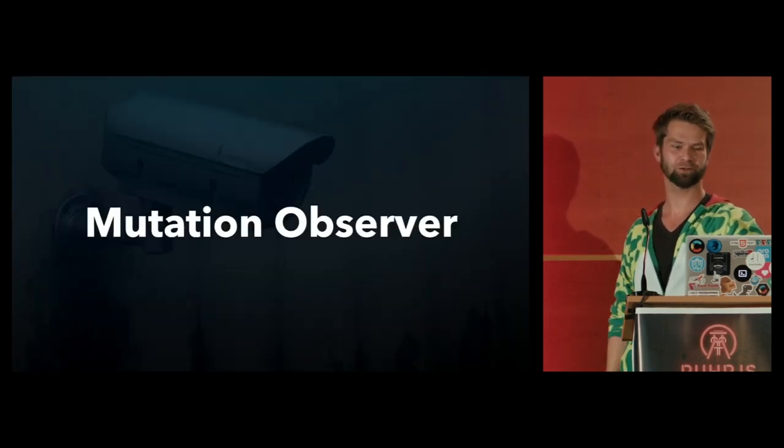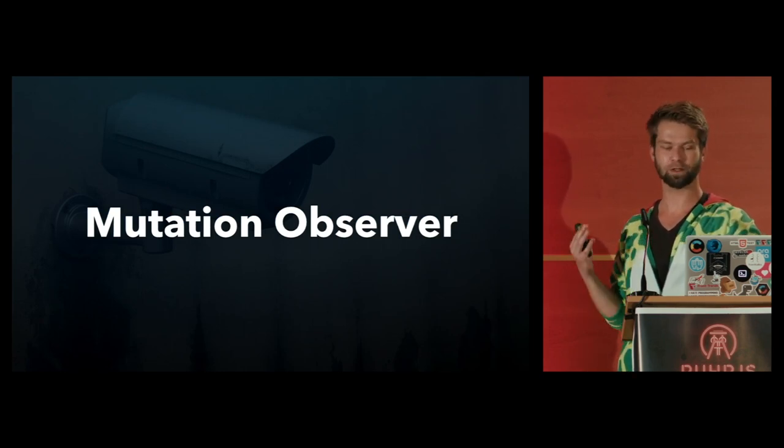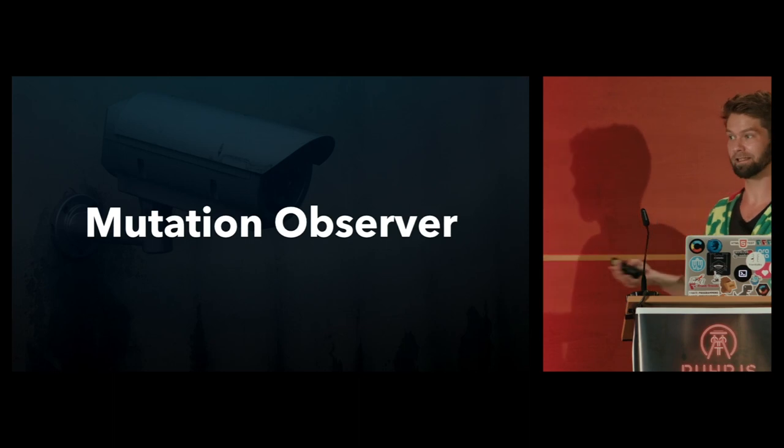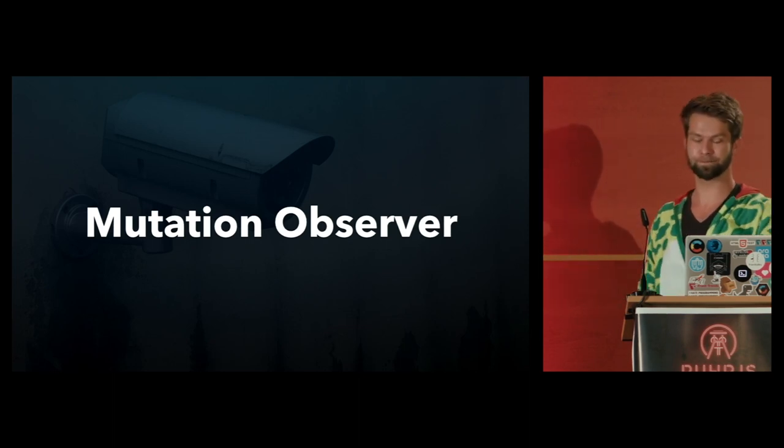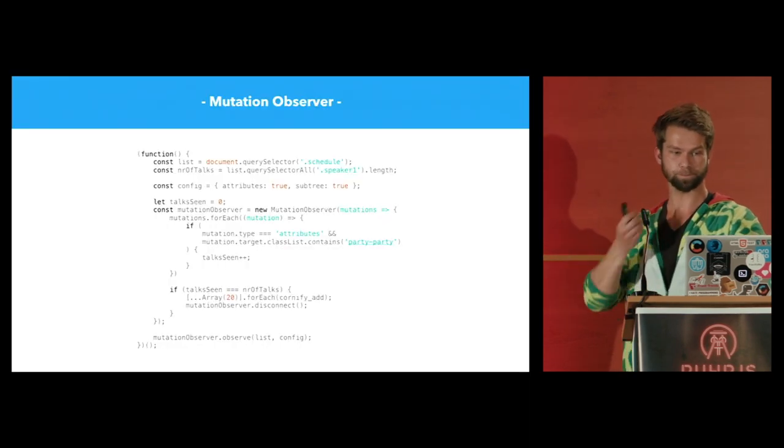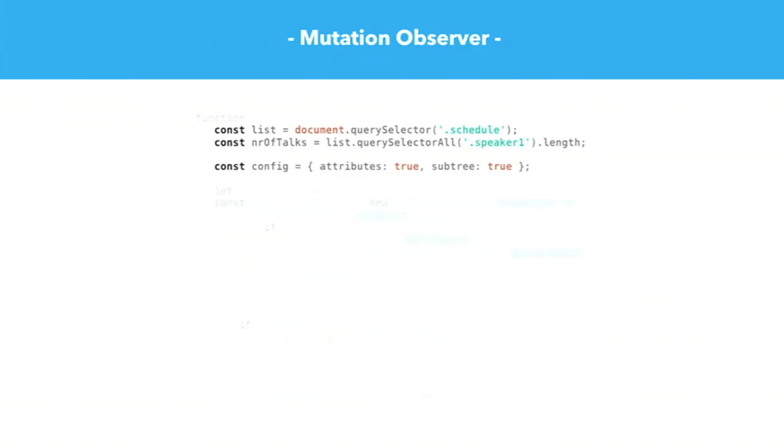What I can do is I can use a mutation observer, right? The mutation observer provides developers with a way to react to changes in the DOM, and this is what's happening, right? A class is added. So how's this working? So we grab the whole schedule, we figure out how many talks are in there, then we define a config to tell the mutation observer, yeah, I want to watch out for attributes, and yeah, I want to watch the whole subtree.